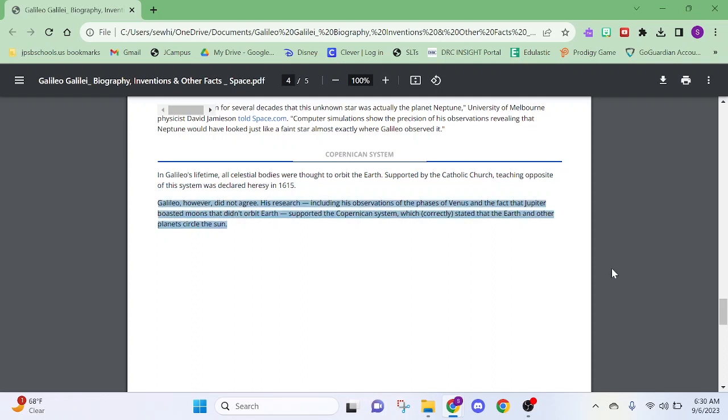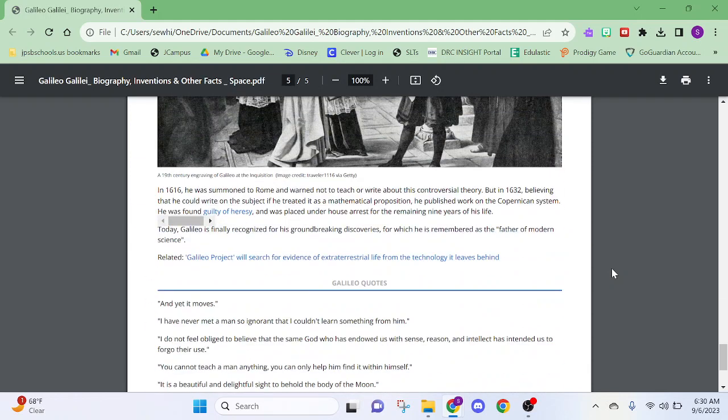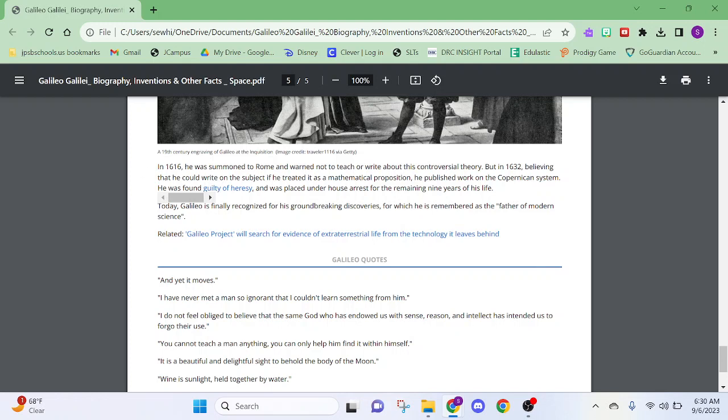His research, including his observation of the phases of Venus and the fact that Jupiter boasted moons that did not orbit Earth, supported the Copernican system, which correctly stated that the Earth and other planets circle the sun. In 1616, he was summoned to Rome and warned not to teach or write about this controversial theory.